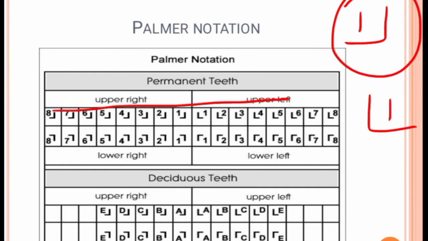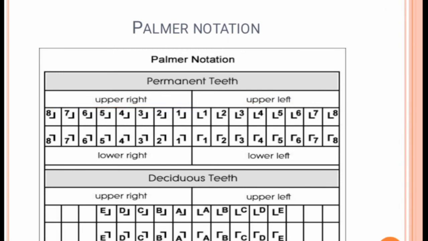So simply we use symbols for denoting the quadrants. What are those symbols? We use this symbol for the first quadrant, this symbol for the second quadrant, this symbol for the third, and this one for the fourth quadrant, and just write the alphabet or the number of the tooth.